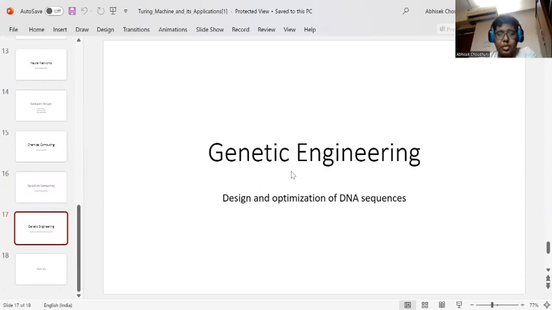And Turing machines are useful in genetic engineering as well. They are used to design and optimize DNA sequences. So this is helpful in gene therapy. But this basically means that we can create a DNA sequence with any particular property which we want. Like for example, minimal length or maximal diversity or optimal folding, etc.